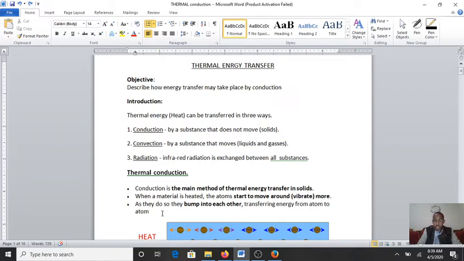Our lesson today is about thermal energy transfer. Our lesson today is about thermal energy transfer. And specifically, the objective will be to describe how energy transfer may take place by conduction.